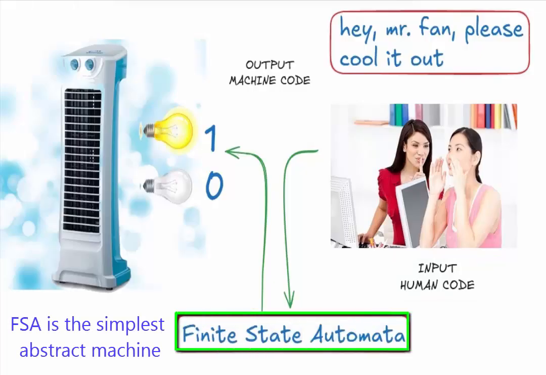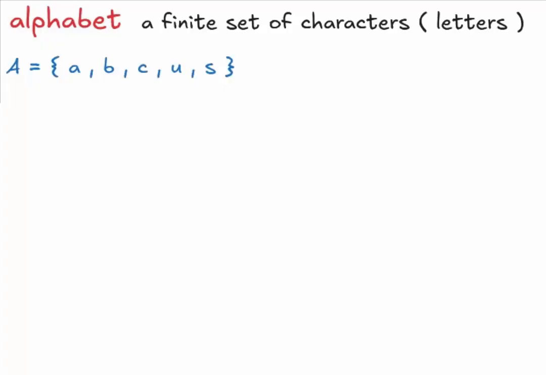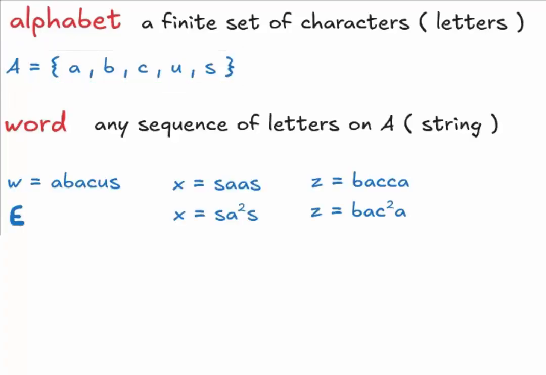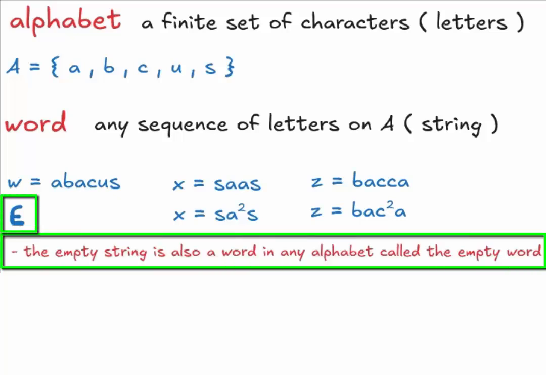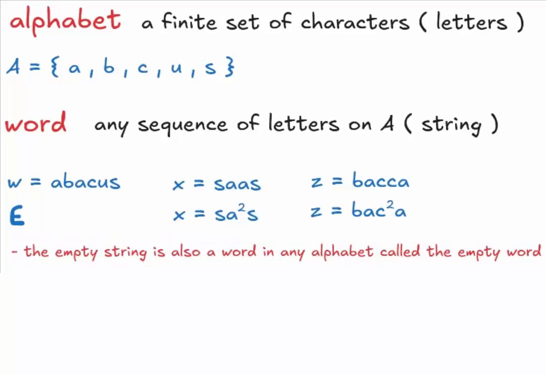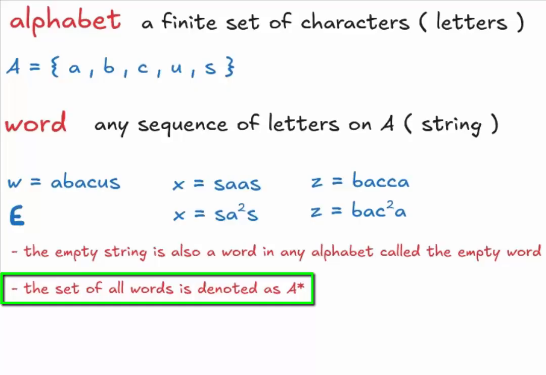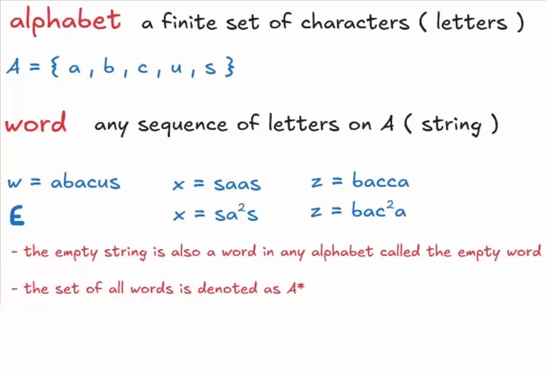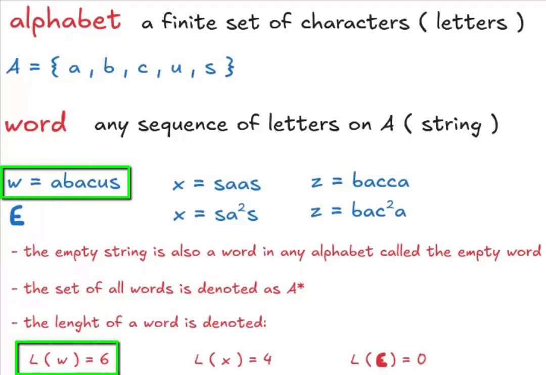The simplest abstract machine capable of recognizing patterns requires an alphabet, a set of symbols for constructing words. The empty word, denoted as ε, is also present everywhere set theory is about. A star contains all words on alphabet A, including the empty word, and the length of any word is also denoted.